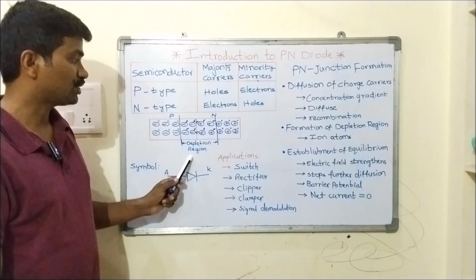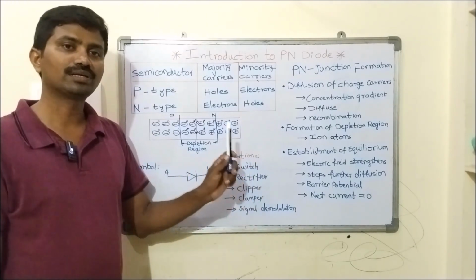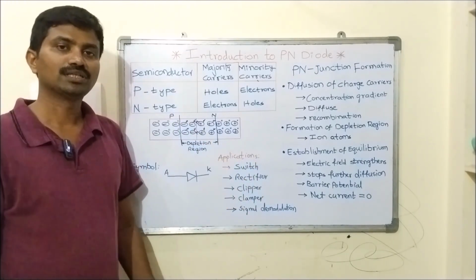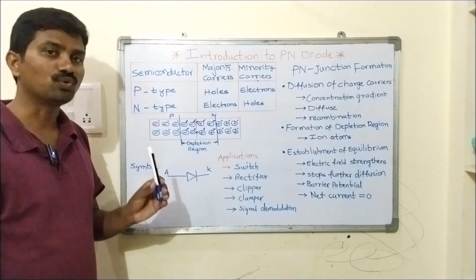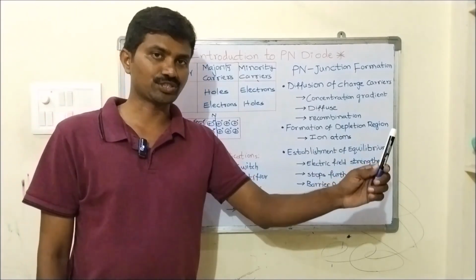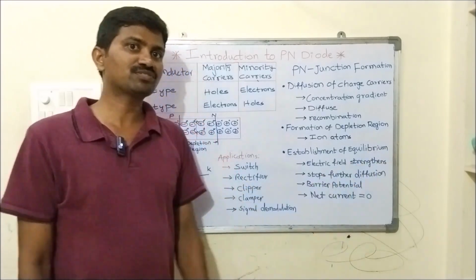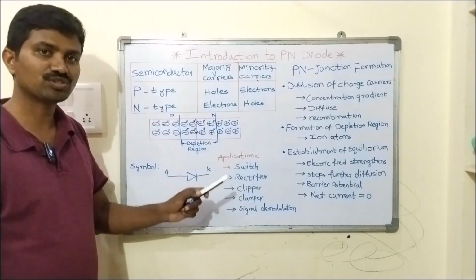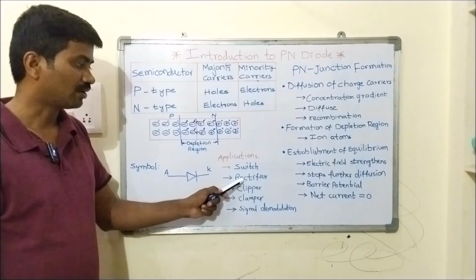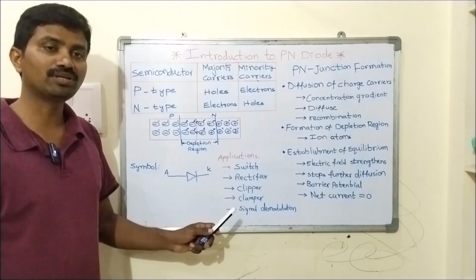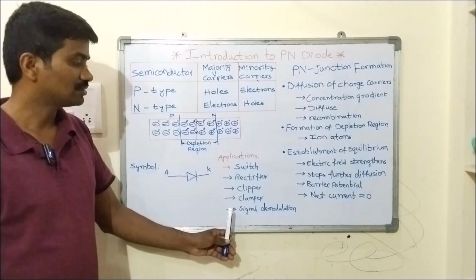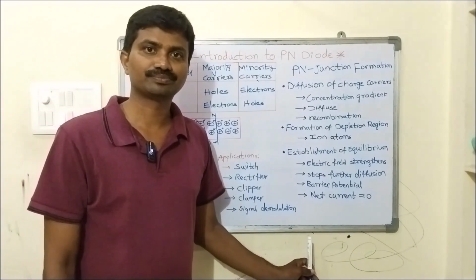The depletion region plays a major role in the PN diode. The depletion region allows current in one direction, which gives applications in switch, rectifier, clipper, clamper, and in signal demodulations.